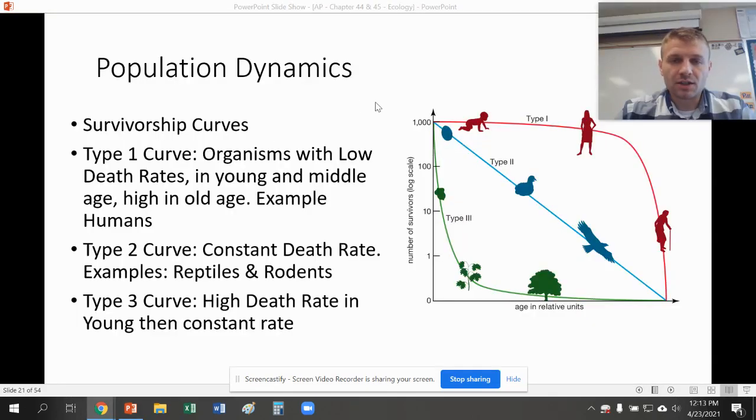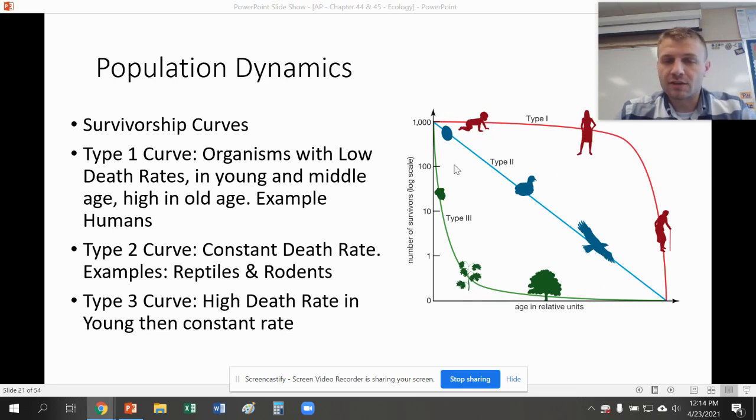We're going to look at population dynamics now, and basically this first graph is going to show us survivorship curves, or how much of a species survives throughout the lifetime of that species. So type 1 curve, this is when organisms at a very young age and even middle age don't have a lot of death occurring. So like 99% of babies born are going to make it to reproduction age. And then there's a high amount of death later on in life. And humans are a perfect example of this curve. Now, this curve has changed throughout the years because of medical technology, but basically we have low amounts of death in the beginning and higher amounts of death at the end.